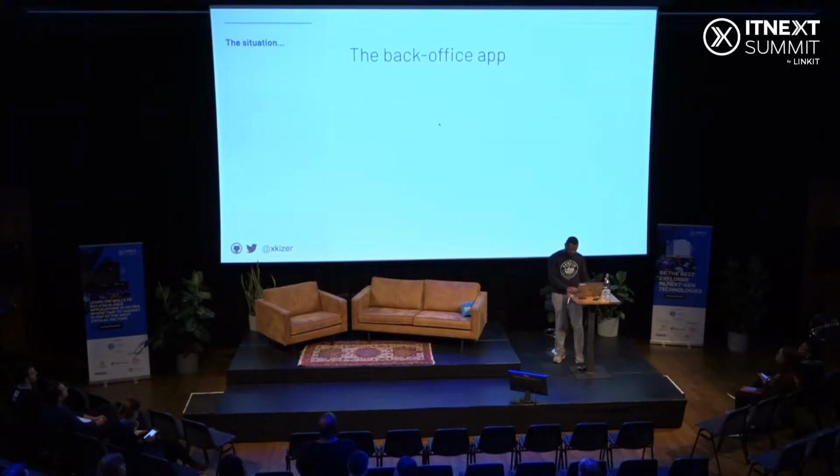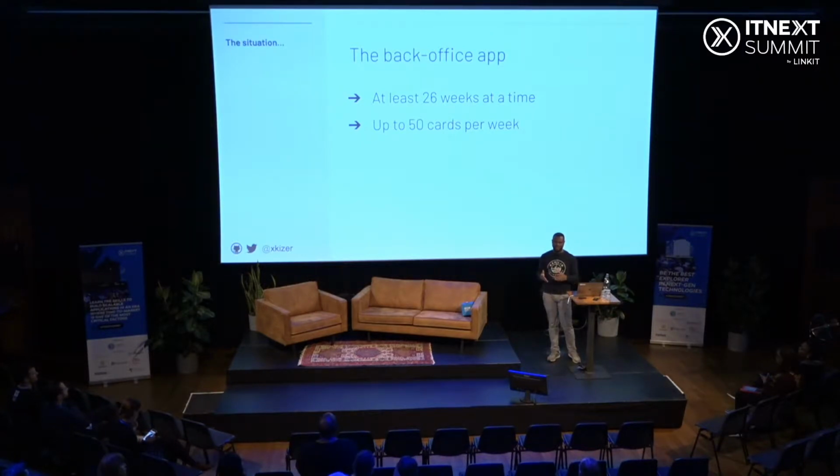So the requirements for this app is that we show at least 26 weeks at a time, because we show it half yearly. We show the half-year campaign at a time. And it's up to 50 cards per week. So in a week, there could be up to 50 campaigns. And when you do the math, it's about 1,300 campaigns maximum, at least, at a time.